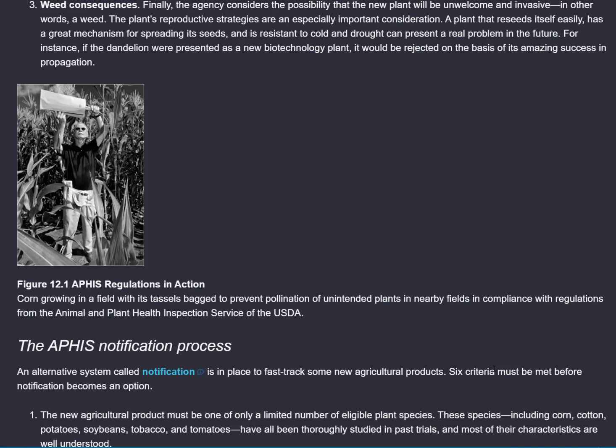Weed consequences. Finally, the agency considers the possibility that the new plant will be unwelcome and invasive, in other words, a weed. The plant's reproductive strategies are an especially important consideration. A plant that reseeds itself easily, has a great mechanism for spreading its seeds, and is resistant to cold and drought can present a real problem in the future. For instance, if the dandelion were presented as a new biotechnology plant, it would be rejected on the basis of its amazing success in propagation.